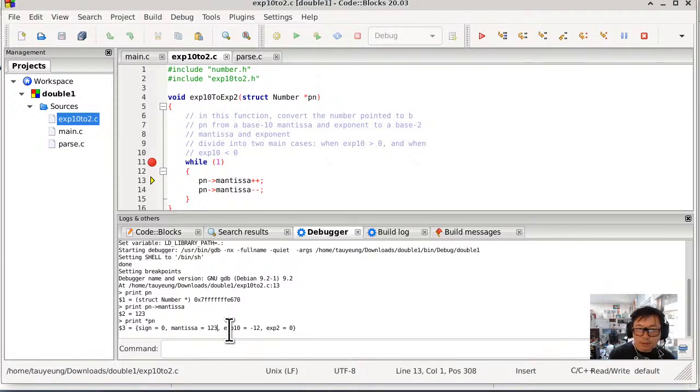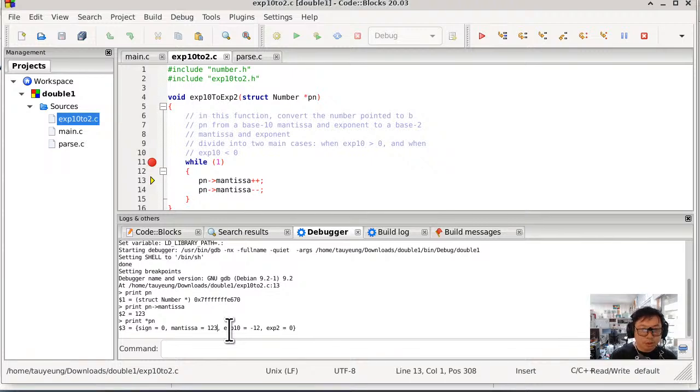So is that okay? Does everybody understand how to operate code blocks? Or I should say, are there any questions about operating code blocks? Okay, so we are good here.